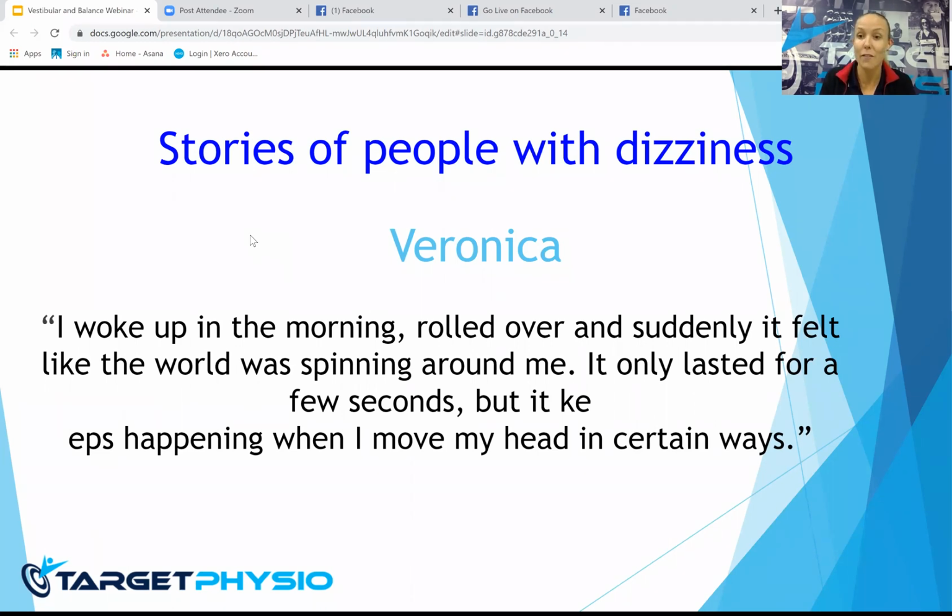So Veronica is my first one. Because it's vestibular, I've started with all V names. Veronica's explanation of dizziness was she woke up in the morning, rolled over, and suddenly felt like the world was spinning around her. It only lasted a few seconds at the time, but it keeps happening whenever she moves her head in those certain directions.